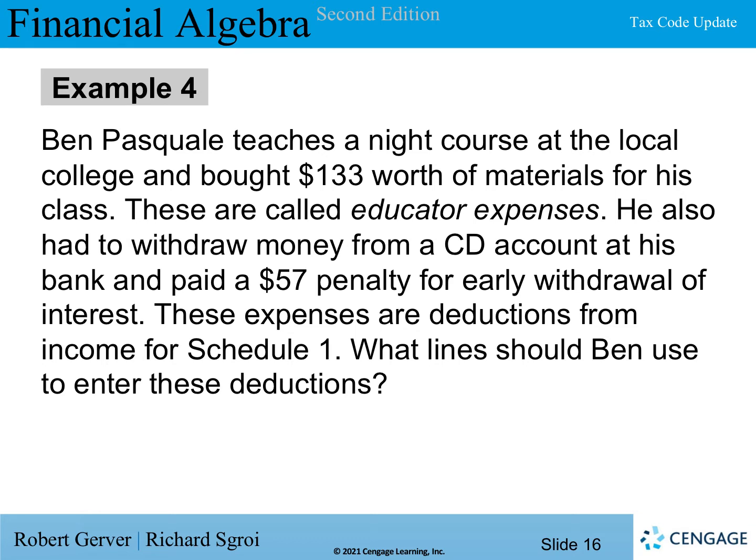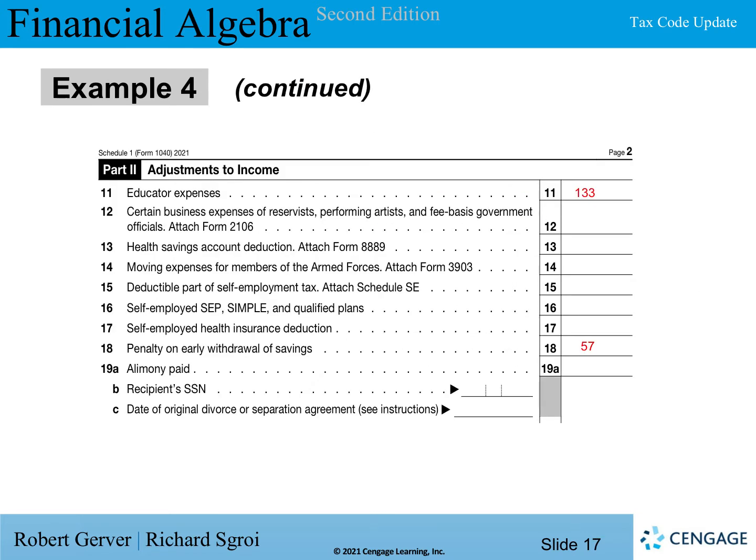Now, continuing on with the Pasquale family, we note that Ben teaches a night course and bought $133 worth of materials for his class. These are called educator expenses. Anyone who is an educator can deduct certain expenses. He also had to withdraw money from a CD account and paid a penalty. Certain CDs pay a penalty if you have to withdraw early, and these expenses are deductions from income for Schedule 1, and let's see what lines he should use for these deductions.